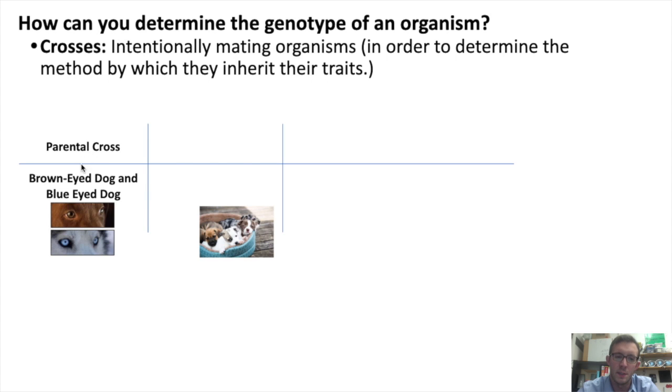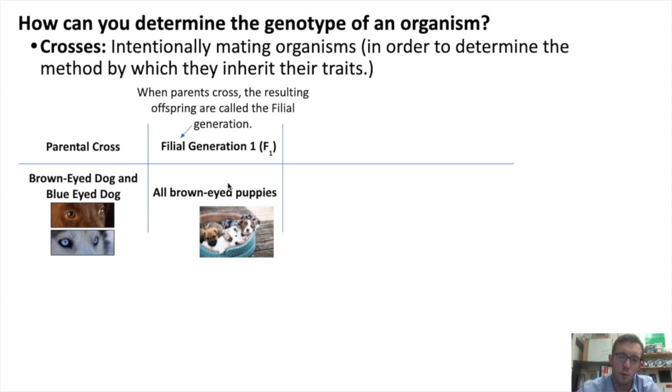They might do a cross between two parent dogs, a brown-eyed and a blue-eyed dog, in a parental cross. And let's say that the results of that cross showed that all of their puppies had brown eyes. Well, first of all, we'd call these puppies, the resulting offspring of a parental cross, a filial generation, often abbreviated just to an F1 generation. The word filial just means offspring.